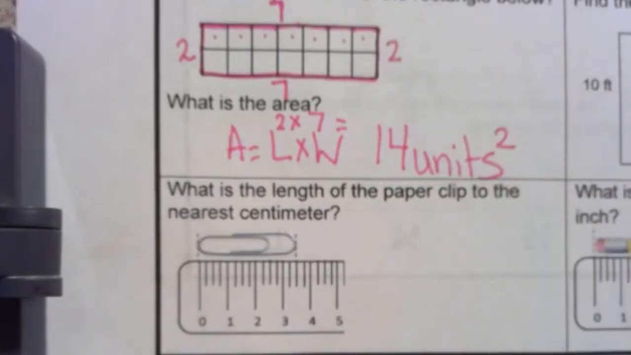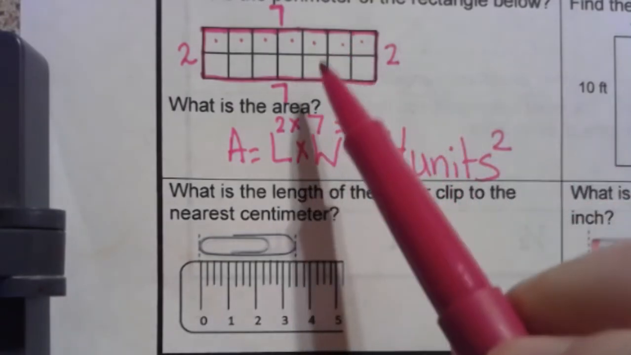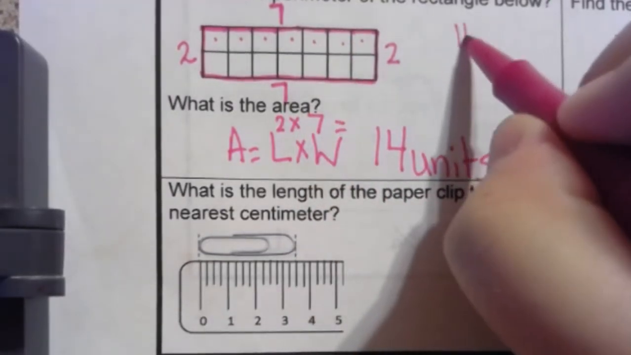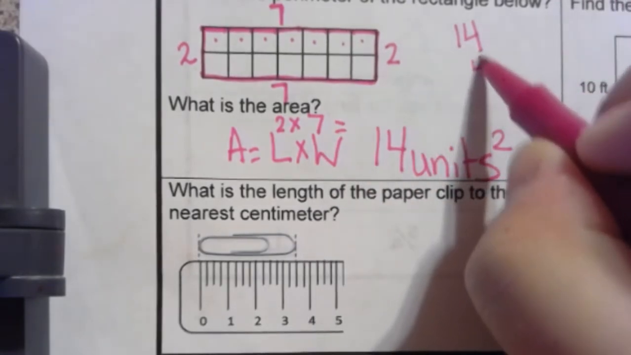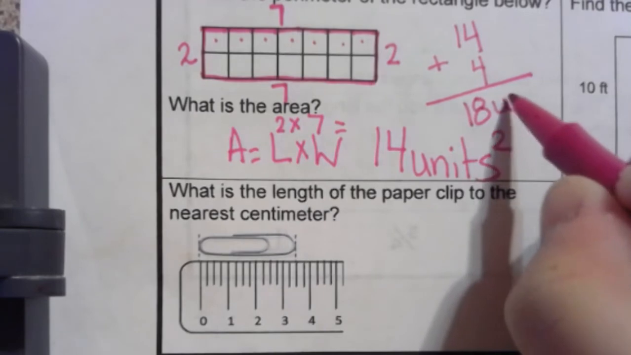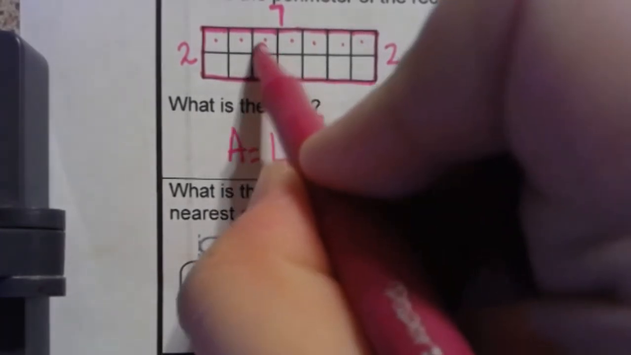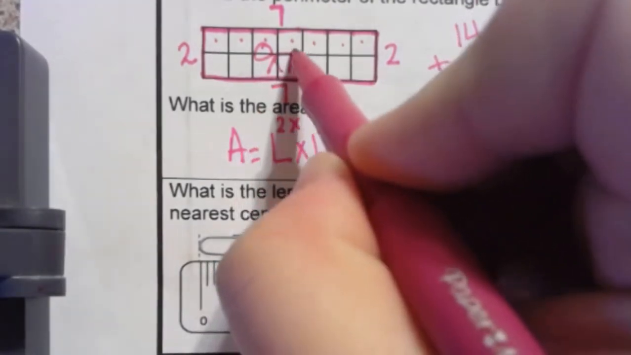So now we've got them all labeled, and perimeter means I need to add up the outsides. 7 plus 7 is 14. 2 plus 2 is 4. And 14 plus 4 is 18. 18 units. So we need to make sure we have enough fencing to keep Sparky inside.